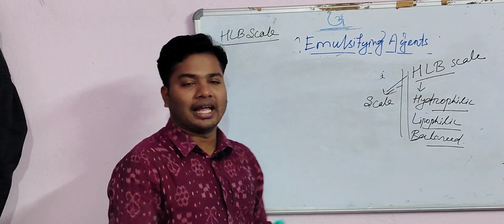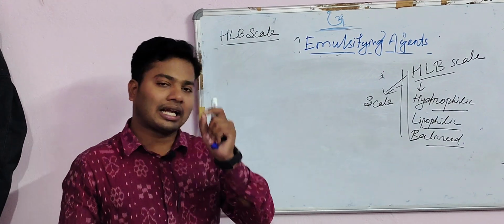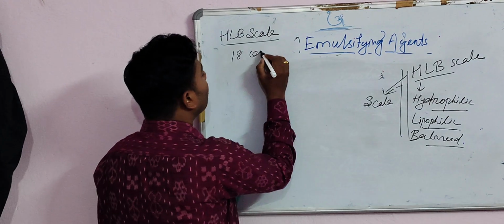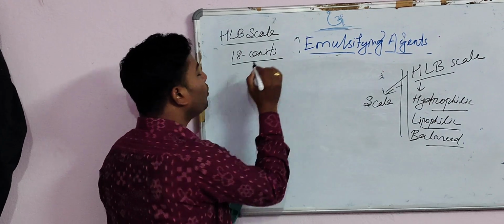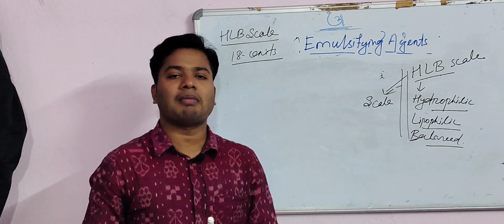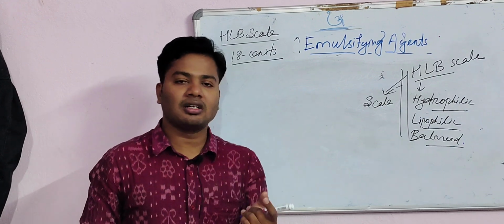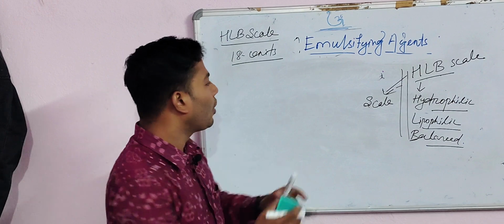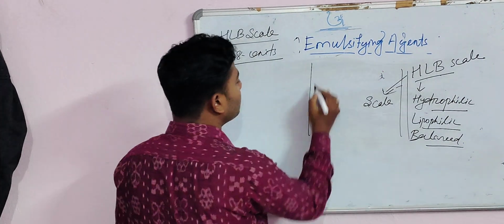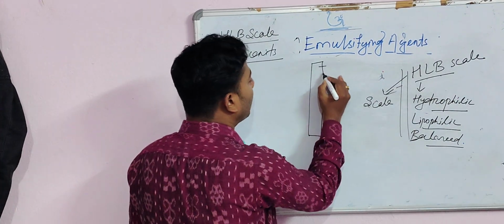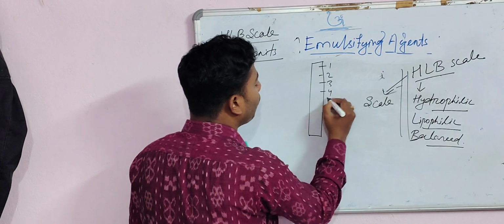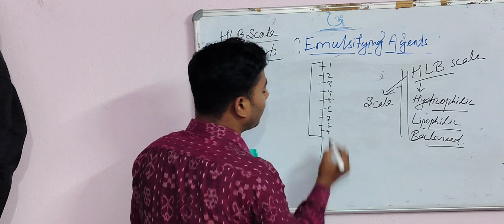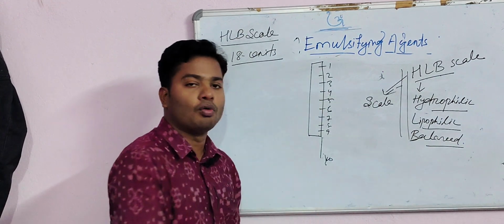In this scale, Griffin divided 18 units. All of you know, a scale has marks of 1, 2, 3, 4, 5, 6, 7, 8, 9, 10 and so on, along to infinity.